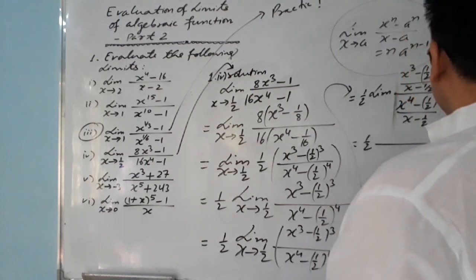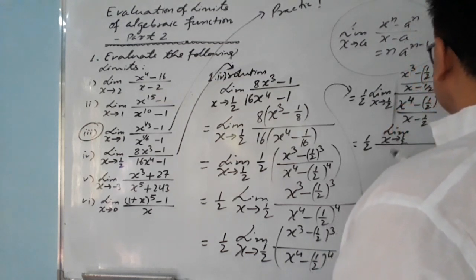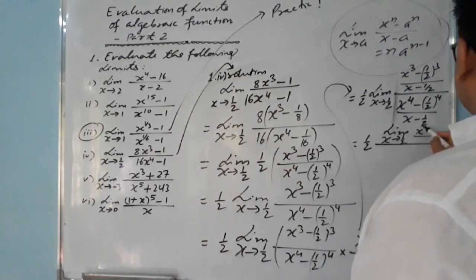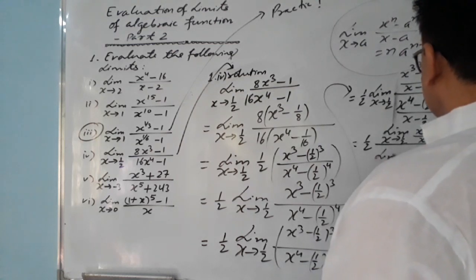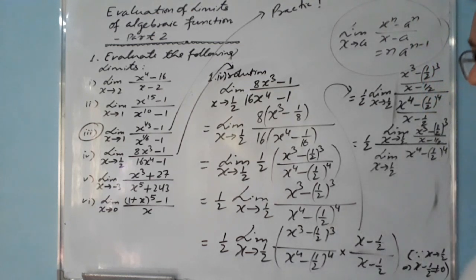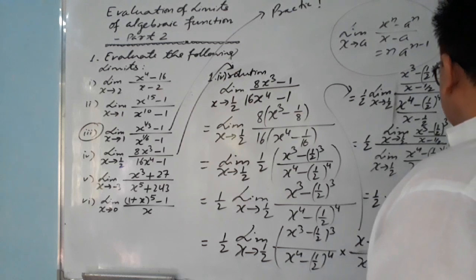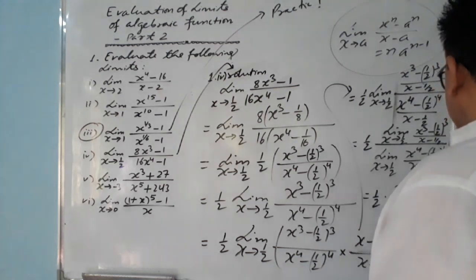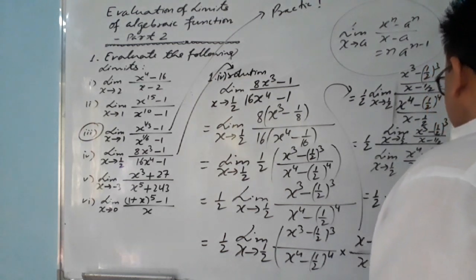Here I forgot the 1/2, so we can write it as 1/2 times the limit as x tends to 1/2 of (x^3 − (1/2)^3)/(x − 1/2), over the limit as x tends to 1/2 of (x^4 − (1/2)^4)/(x − 1/2). Now this is equal to 1/2 times, in the numerator, 3 times (1/2)^(3−1), and in the denominator, 4 times (1/2)^(4−1).